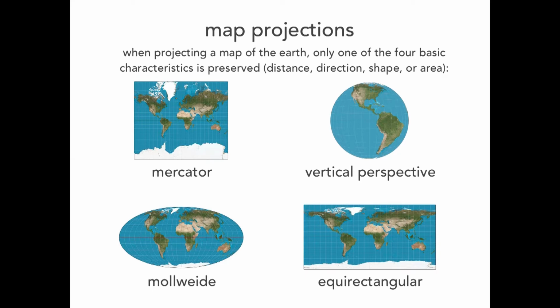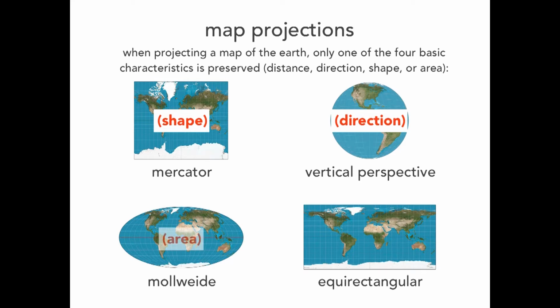For example, the Mercator map projection is the only single map projection that exists that preserves shape. The vertical perspective preserves direction. All other aspects are distorted. The Mollweide is the only one that represents area, and the equirectangular is the only one that preserves distance. So all other characteristics are distorted.